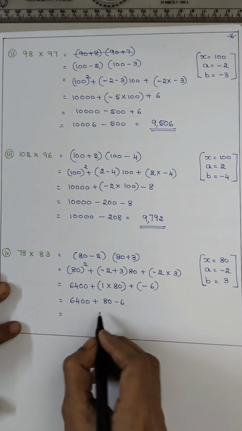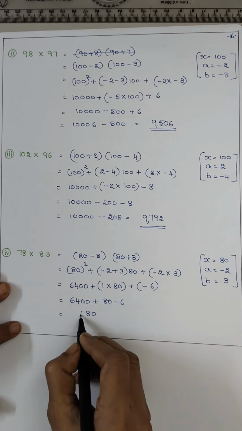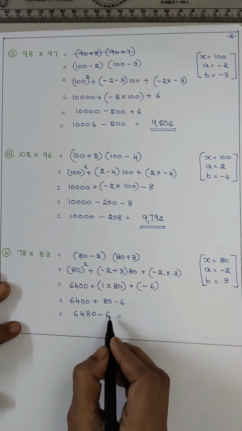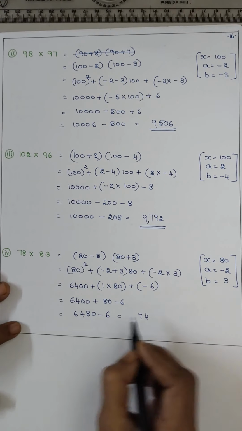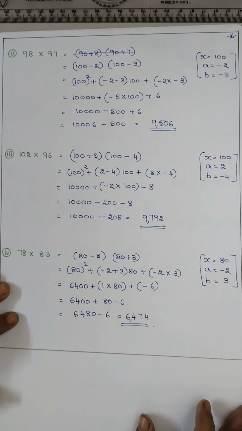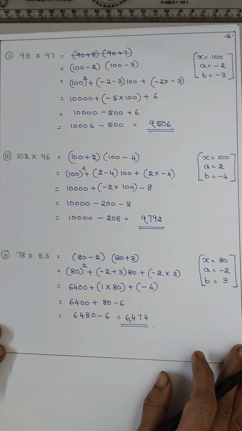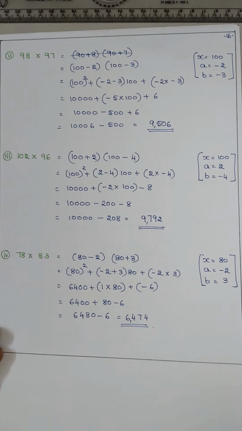So add the positive ones. Ones place 0, 8, 4, 6 minus 6. Now 10 minus 6 is 4. Here it will be 7. Here 4. Here 6. So answer is 6474. Hope you understood the examples, both example 10 and 11 of identity 3.